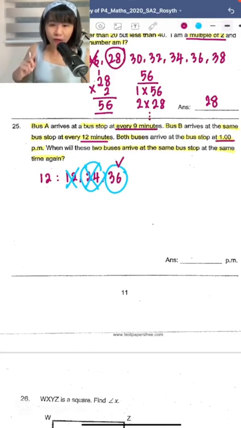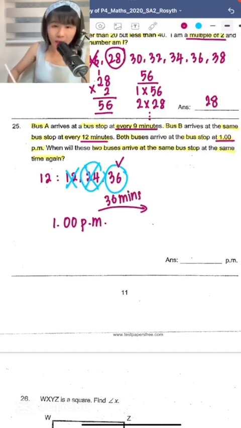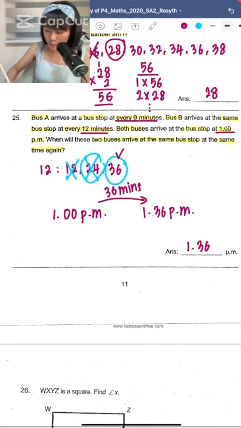Since they first meet each other at 1 p.m., they will meet each other again at the same time in the next 36 minutes. Okay, 1 p.m., 36 minutes later is 1:36 p.m. So that's your answer, 1.36. Okay, this is in 12-hour clock. So remember to write your decimal point.